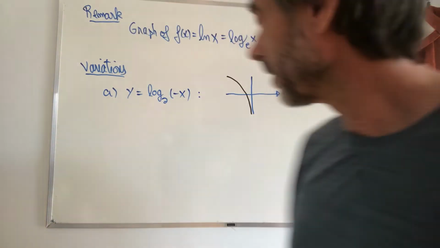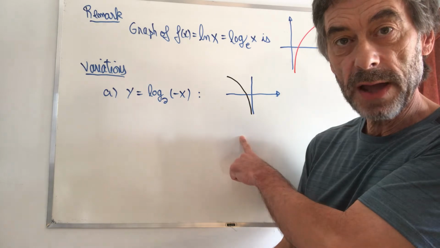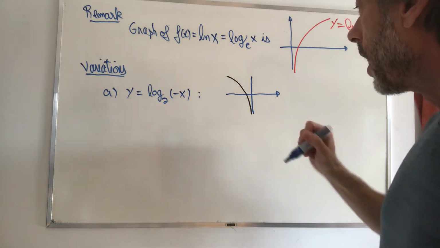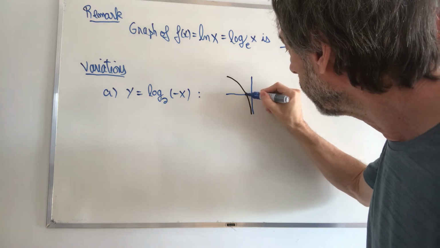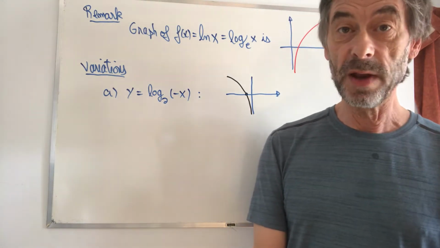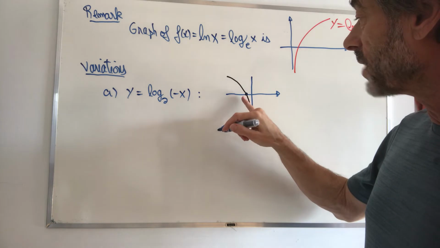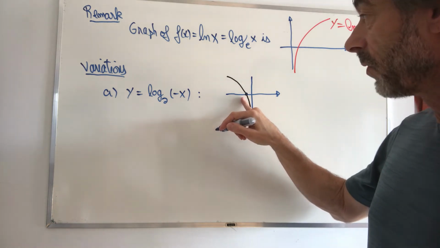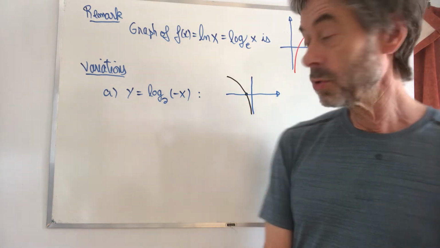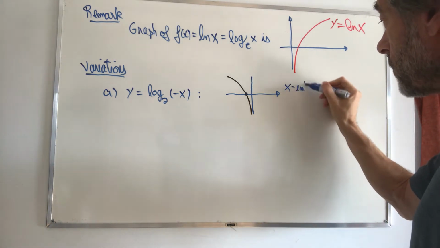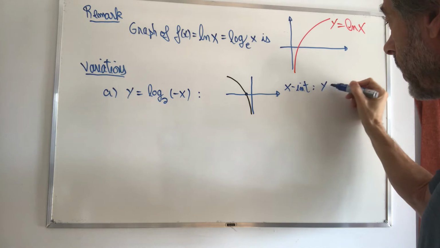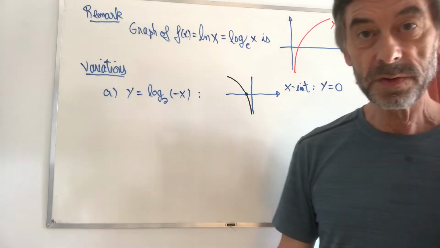Notice the same vertical asymptote at x equals 0. Also noticeable, and we could have noticed that before, it actually has an x-intercept. When is this equal to 0? When is y equal to 0? So the x-intercept happens when y equals 0.